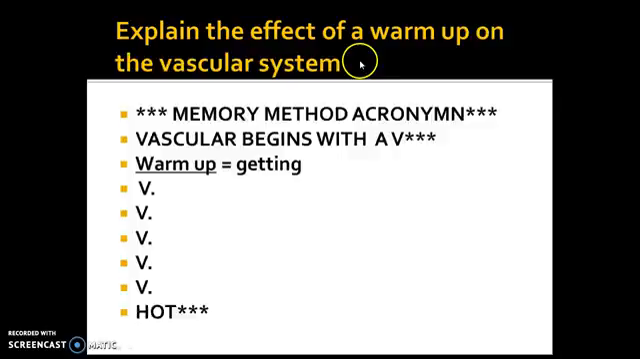If you warm up, you get very, very hot. The word vascular begins with a V, and warm-up means getting hot, so you get very, very hot. Now what we need to do is understand what these V's need to be put into context. We have certain things beginning with V that change within our vessels, that in order for us to get more blood to our working muscles during a warm-up, they are translated.